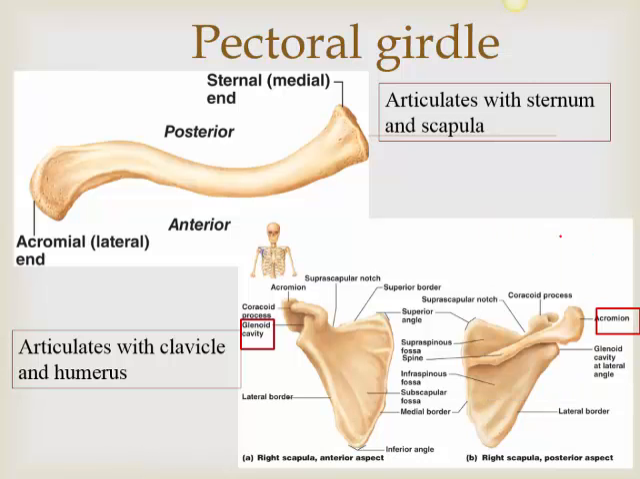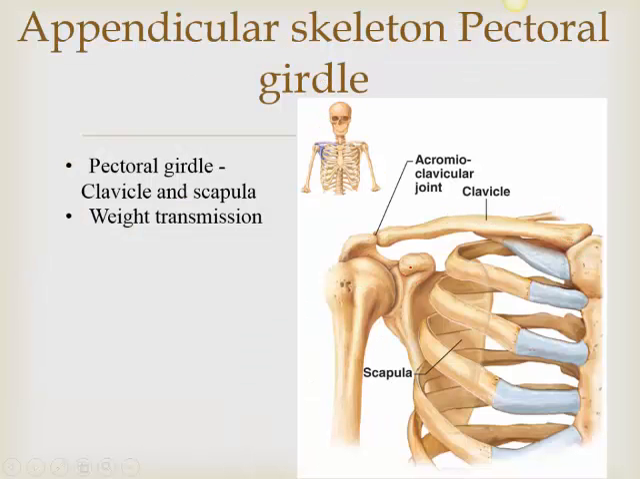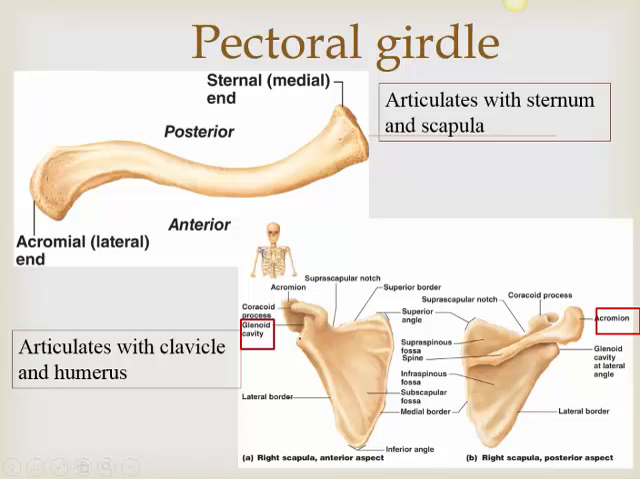If you look at the previous picture, you can see this area here is the glenoid cavity, which is where the humerus is articulating. And here at its lateral end is this flat process which is called the acromion, and this part articulates with the clavicle. So you can see that the scapula will articulate with the humerus and with the clavicle.